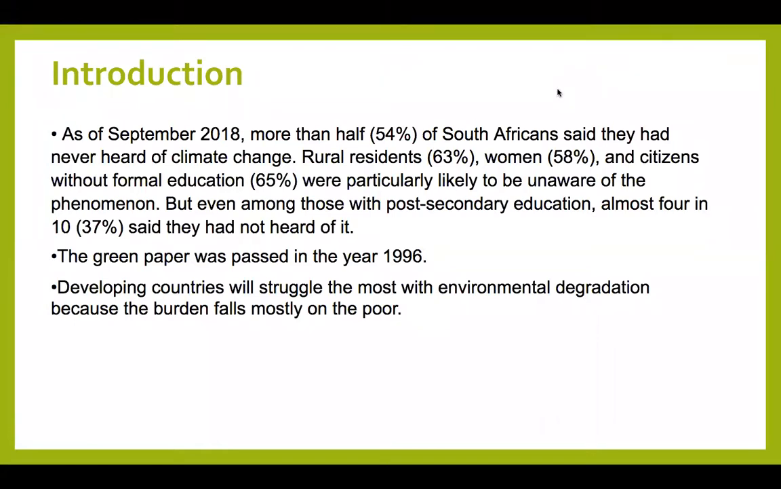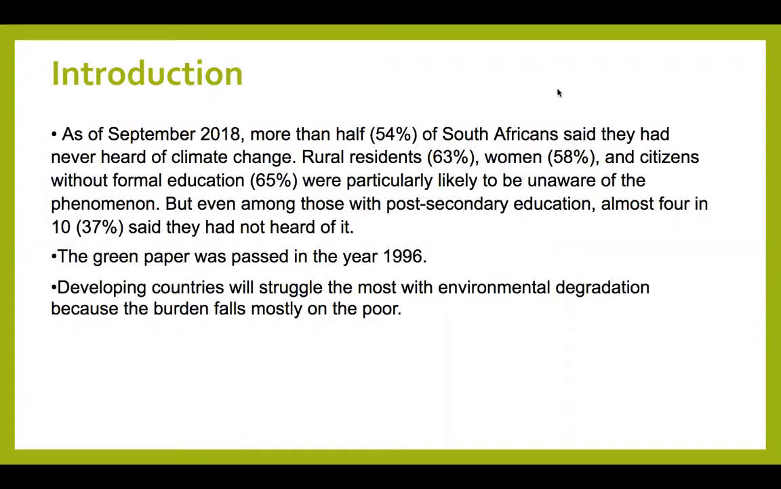Therefore, as part of the introduction to the topic, we note first and foremost that climate change and the overall population growth are strongly correlated with the socio-economic factors that continue to worsen against the rest of time. As of September 2018, more than half of South Africans said they had never heard of climate change, rural residents having the highest percentage. Women and citizens without formal education were particularly likely to be unaware of the phenomenon.